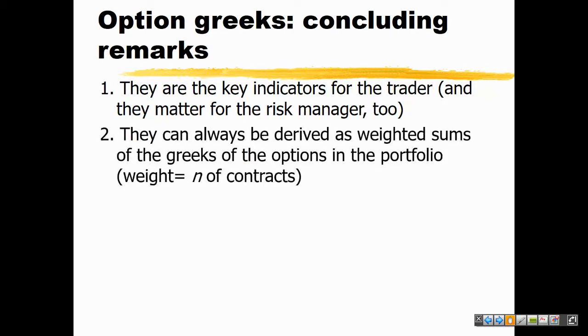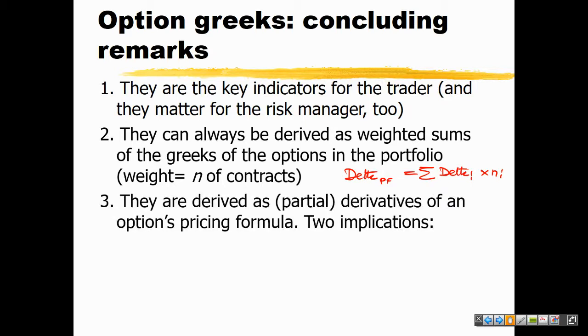Second point, you can always derive them at portfolio level as the weighted sum of the Greeks of the individual options. So for instance, the delta at portfolio level is simply the sum of the deltas of the different options times the number of contracts, where we should remember that the number of contracts is negative when we sell. Key idea of how the Greeks at portfolio level work.